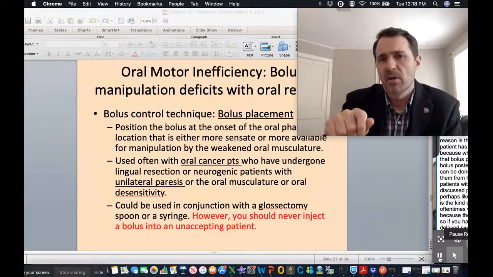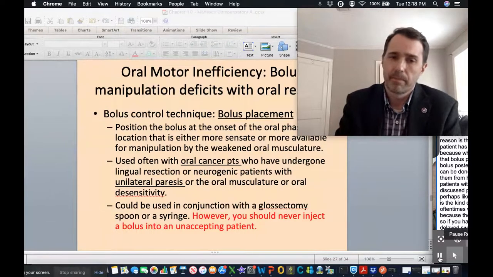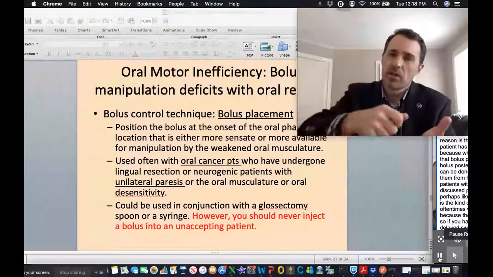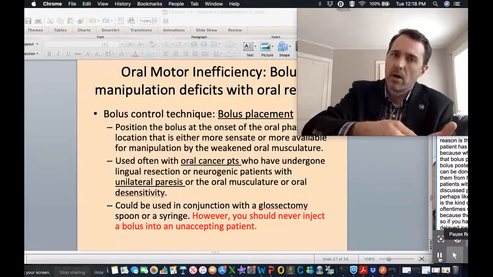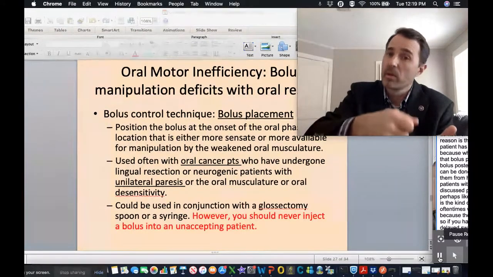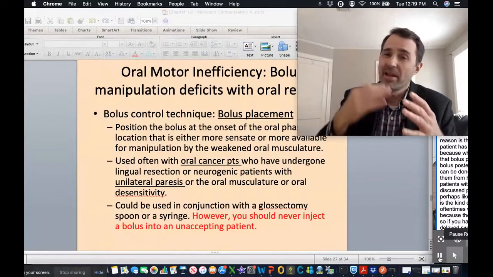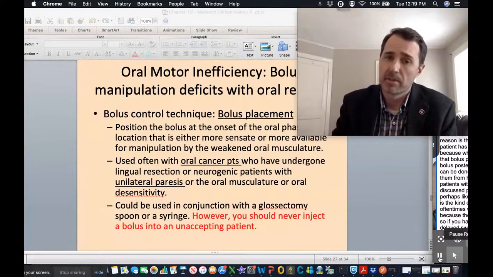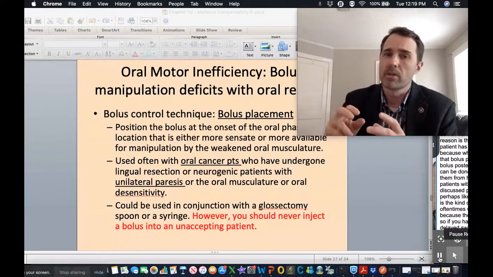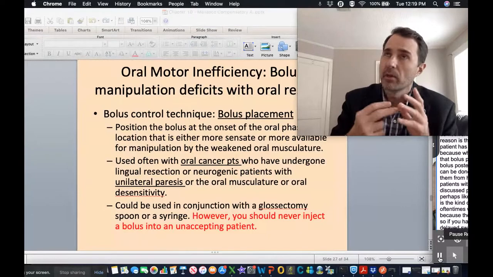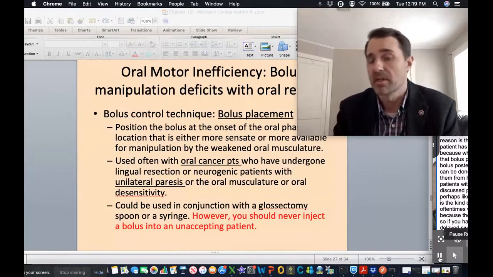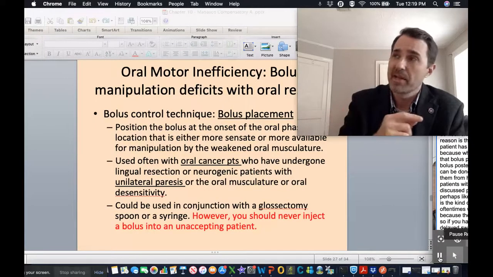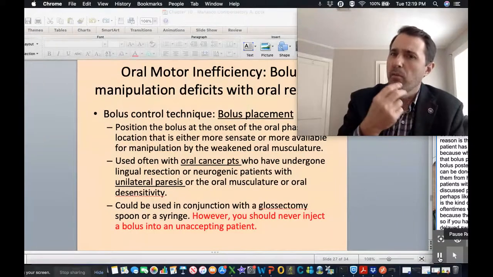And also, when you place the bolus, oftentimes cueing, if they have decreased sensation, you can push down on their tongue at that point with the spoon. So even if they have decreased surface sensation, you're giving them that deep pressure sensation. Or you can have a cold spoon so they at least feel the location of the spoon by the coldness of the spoon. So there are things you can do to facilitate the patient's recognition of where you're putting the bolus.